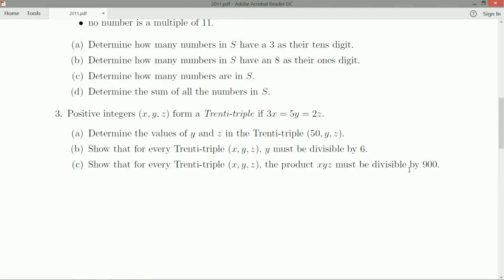So we are on question number 3 here. Positive integers x, y, and z form a Trenti triple if 3 times x is equal to 5 times y is equal to 2 times z. Determine the values of y and z in the Trenti triple 50, y, z.